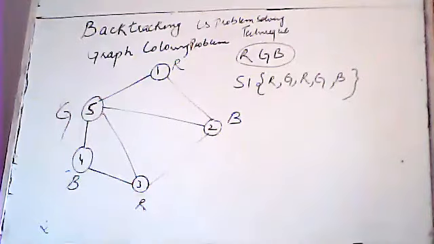Then we can paint 4 and 5. 5 is also connected to red color and blue color, and 5 should be painted with a third color, that is called green color. That means the minimum number of colors which are required to paint this graph such that two directly connected vertices do not have the same color would be 3. What is the minimum number of colors we require? It is 3.